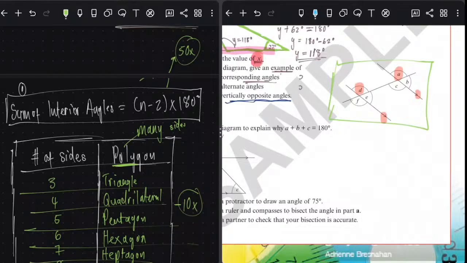I would say F is corresponding with who? F is corresponding with C.